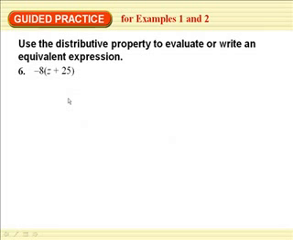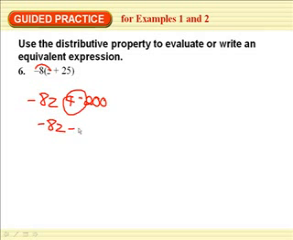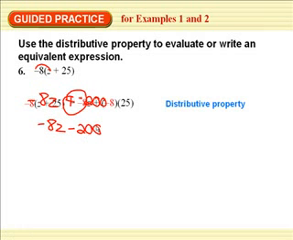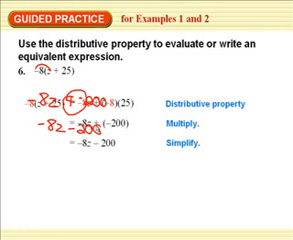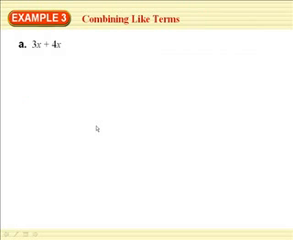All right, negative 8 times z is negative 8z, plus negative 8 times 25. 4 quarters is $1. 8 quarters would be $2. 200, negative 200. And this is not simplified, so I have to write it negative 8z minus 200. And there it is.